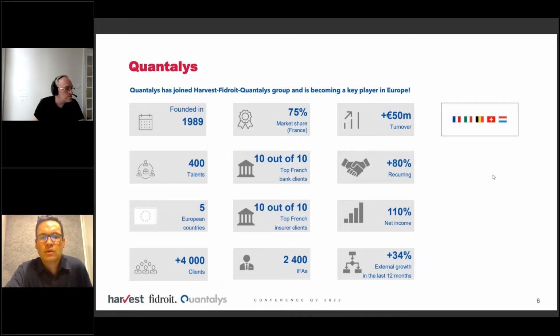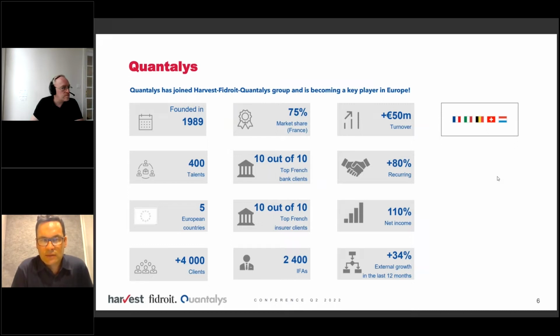Nice growth of 34% in terms of revenue in the last 12 months, and a nice market share concerning the wealth management industry. Clearly a very important player now in different countries: France, of course, Italy, but also, as you know, Switzerland, Belgium, Luxembourg, and other countries, Monaco, and so on. We'll dive into the details and start the presentation.